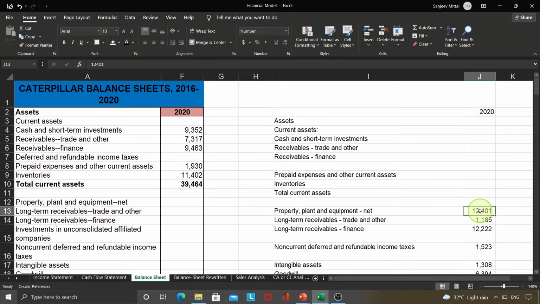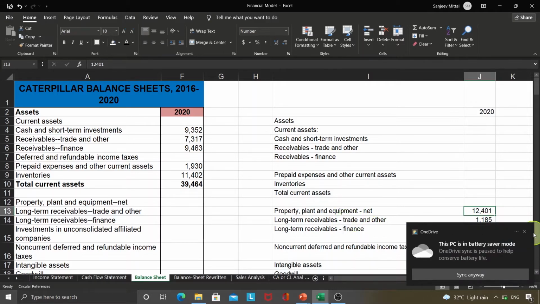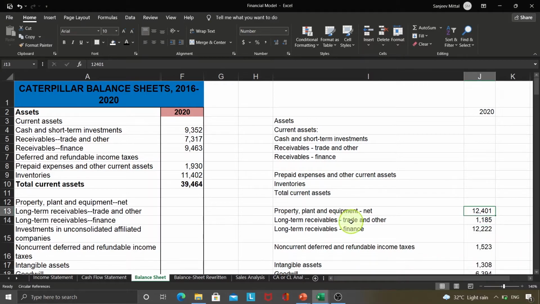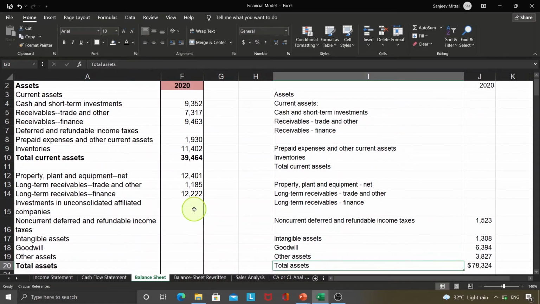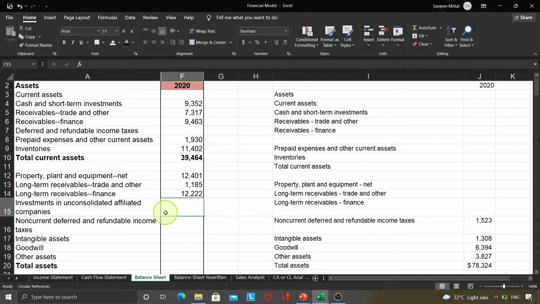After that, as we go for our other assets, there is property, plant and equipment. Then there are long-term receivables of two different categories. One category is for trade and the other category is finance. So if I take these three numbers, you will simply see these three numbers are similarly pasted or inserted here. And after that, you can see inside our financial model, there is investment in unconsolidated affiliated companies, but there is nothing like investment in unconsolidated companies in the balance sheet of Caterpillar Incorporation. So we are leaving this particular one blank.